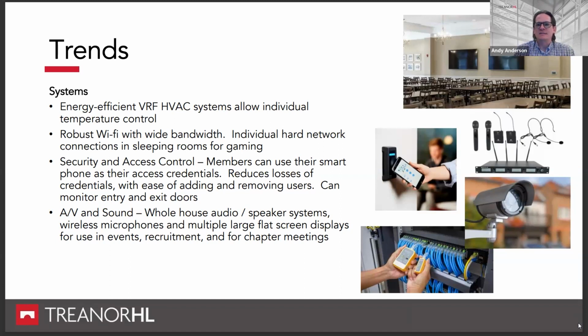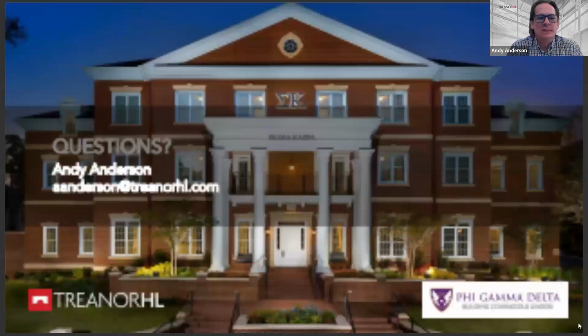And finally, AV and sound is very important. Whole house audio, whether we have speakers in all the public spaces, if so desired, using wireless microphone setups and large flat screen displays really give you a lot of flexibility for doing presentations, for doing events, for football days, or during recruitment, and especially during chapter meetings. So having a good AV system, sound system, and video system is very important too.